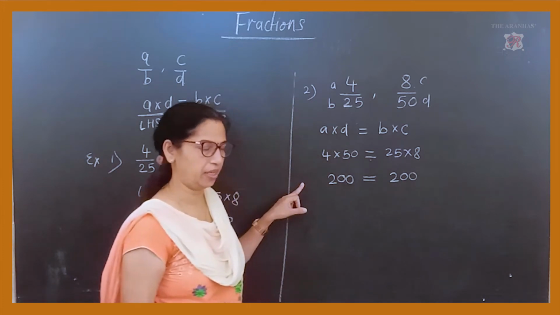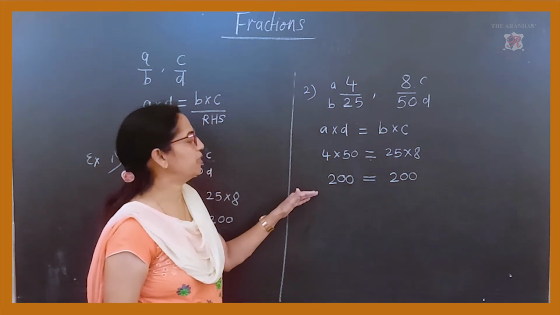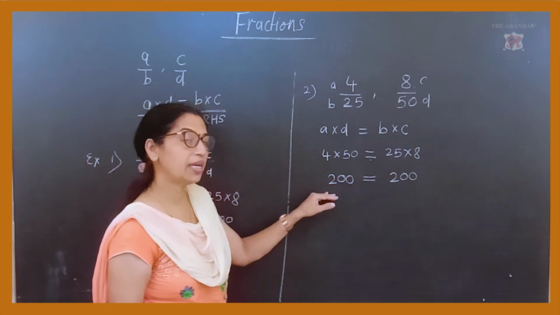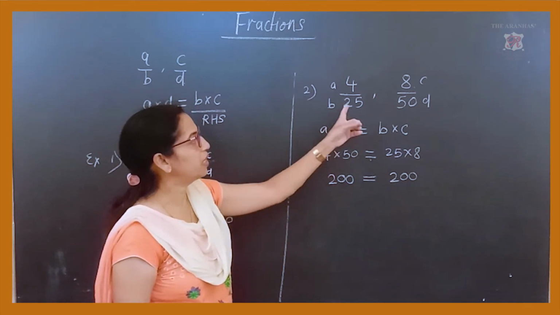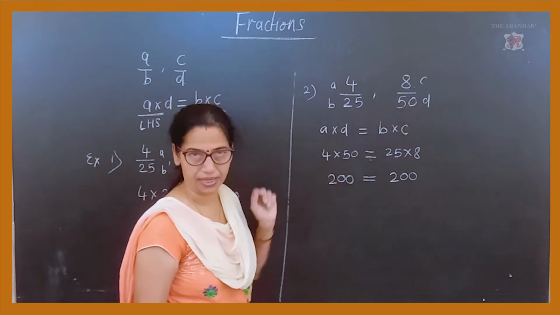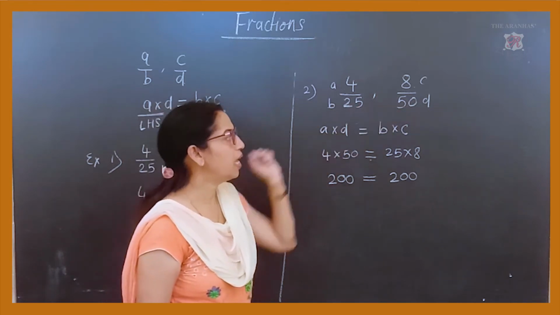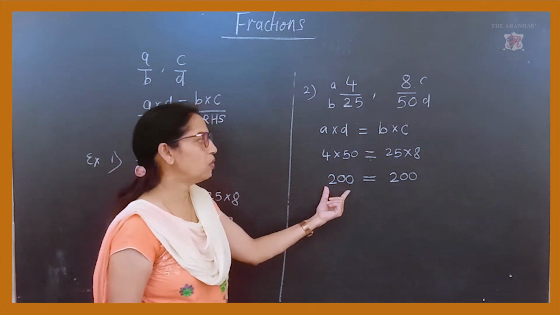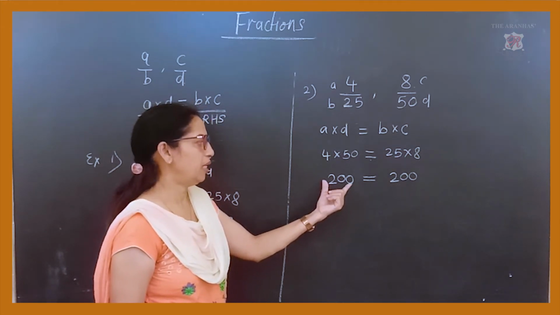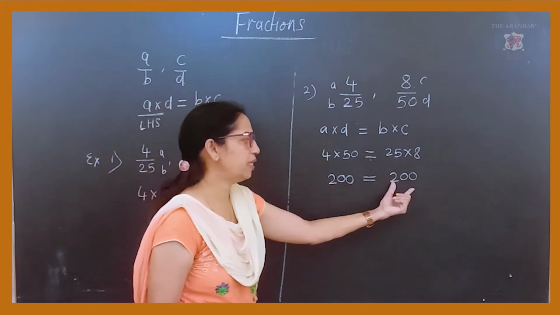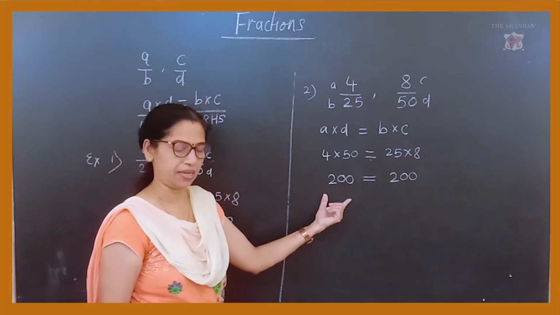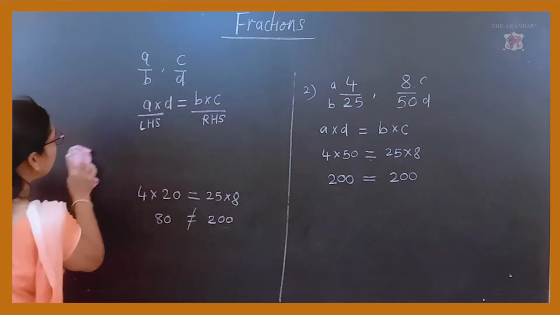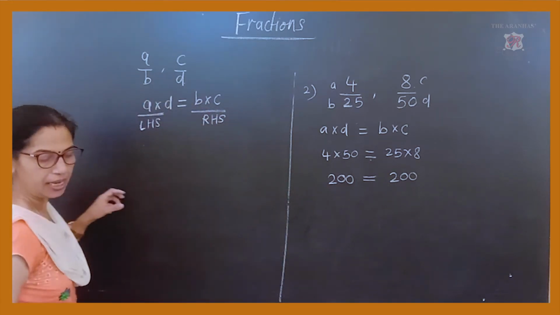200. Now in such cases, when the left hand side and right hand side are both equal, then you can say the given fractions are equivalent. When we check by the cross multiplication method, the left hand side answer and the right hand side answer are both equal. Now one more example, so you will come to know how exactly it works.